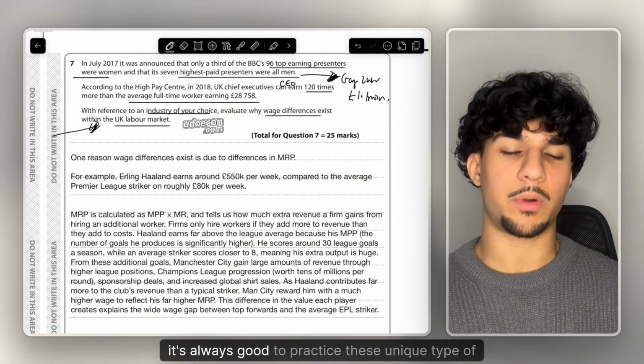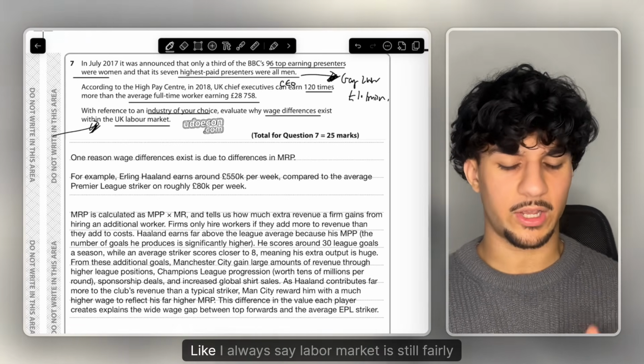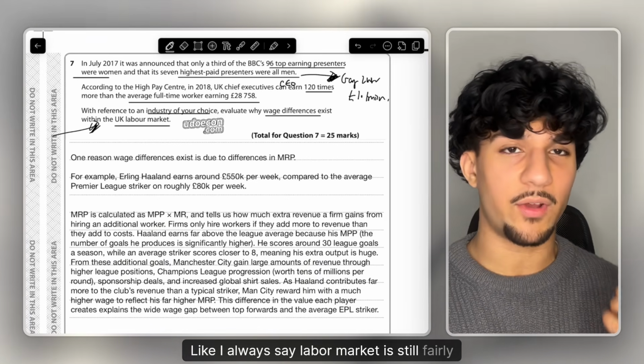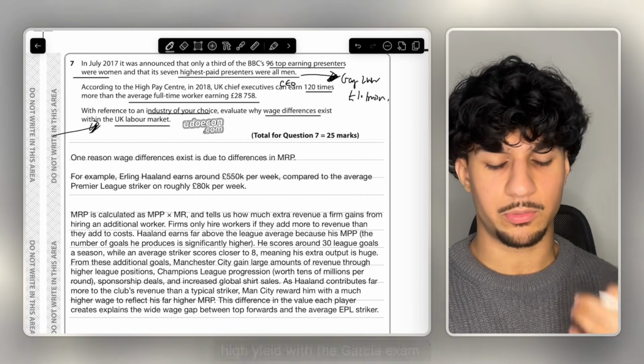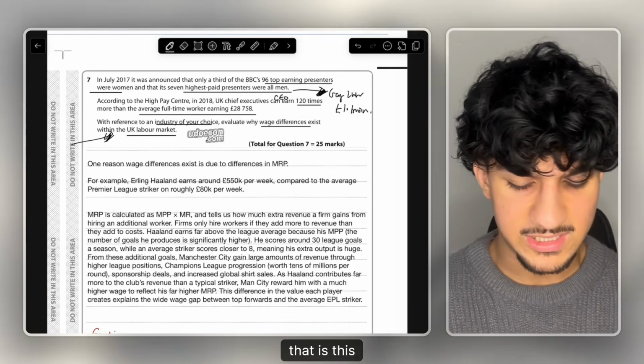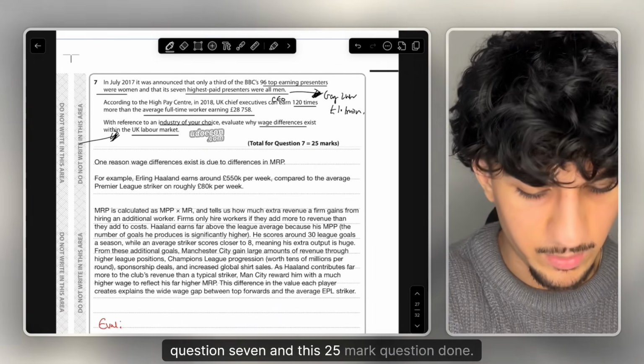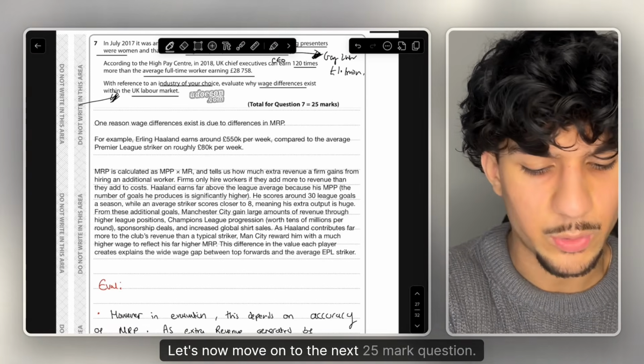Like I said, it's always good to practice these unique types of questions. Like I always say, labour markets is still fairly high yield with regards to your exam, so do make sure you practice it. But yeah, that is question 7 and this 25 mark question done. Let's now move on to the next 25 mark question.